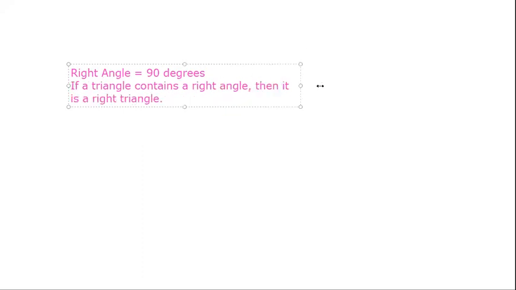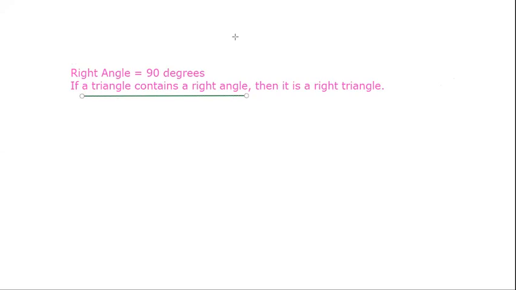There is a conditional statement way back from lesson 1. Told you we'd be using these. And if we had to underline the hypothesis, a triangle contains a right angle. That's our hypothesis. And if we underline the conclusion, it is a right triangle. And you could figure out your contrapositive, inverse, and converse from that. And this particular conditional statement is true. Yes, indeed, it is.